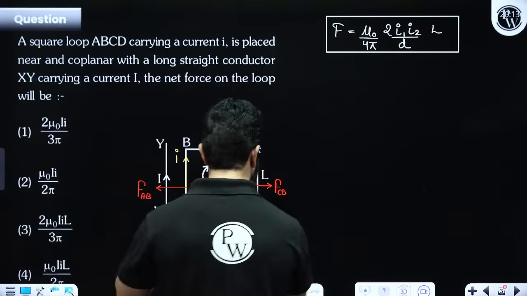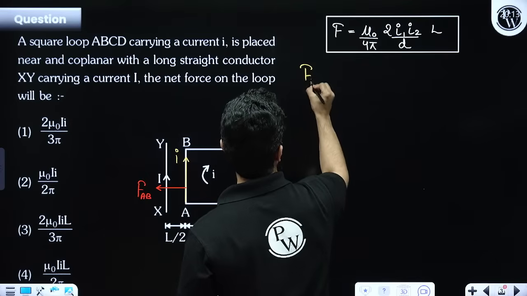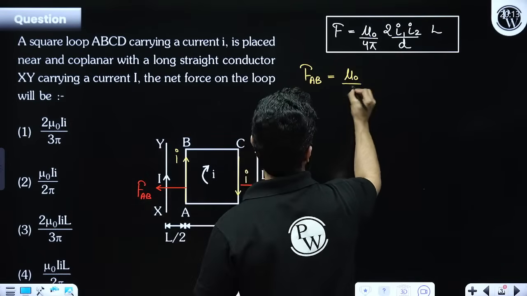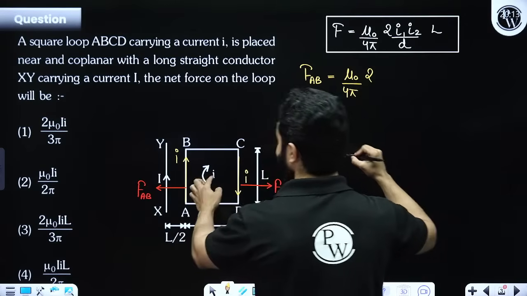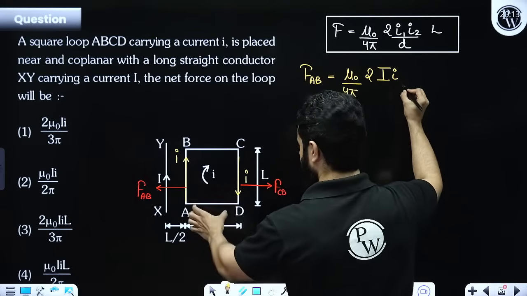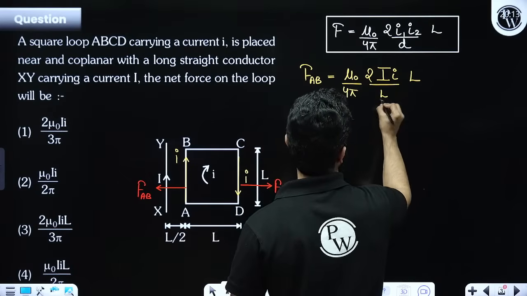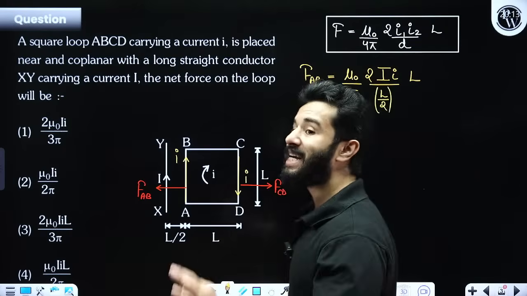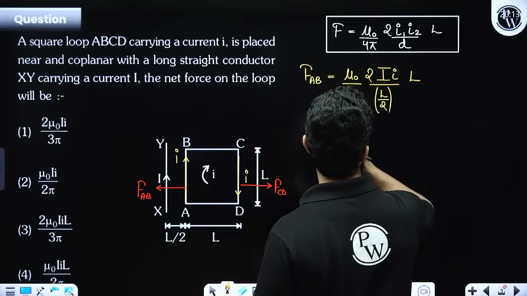Okay? So F, let's now quickly find out FAB. So FAB is going to be, they are giving answers in mu naught and 4 pi, so I don't have to worry about putting the values. 2 current is capital I and in this current is small I. So 2 capital I into small I, and length of this is L, and the separation width was L by 2. Acha, you can also do one thing. You can also use BIL formula. But I think this is absolutely fine.